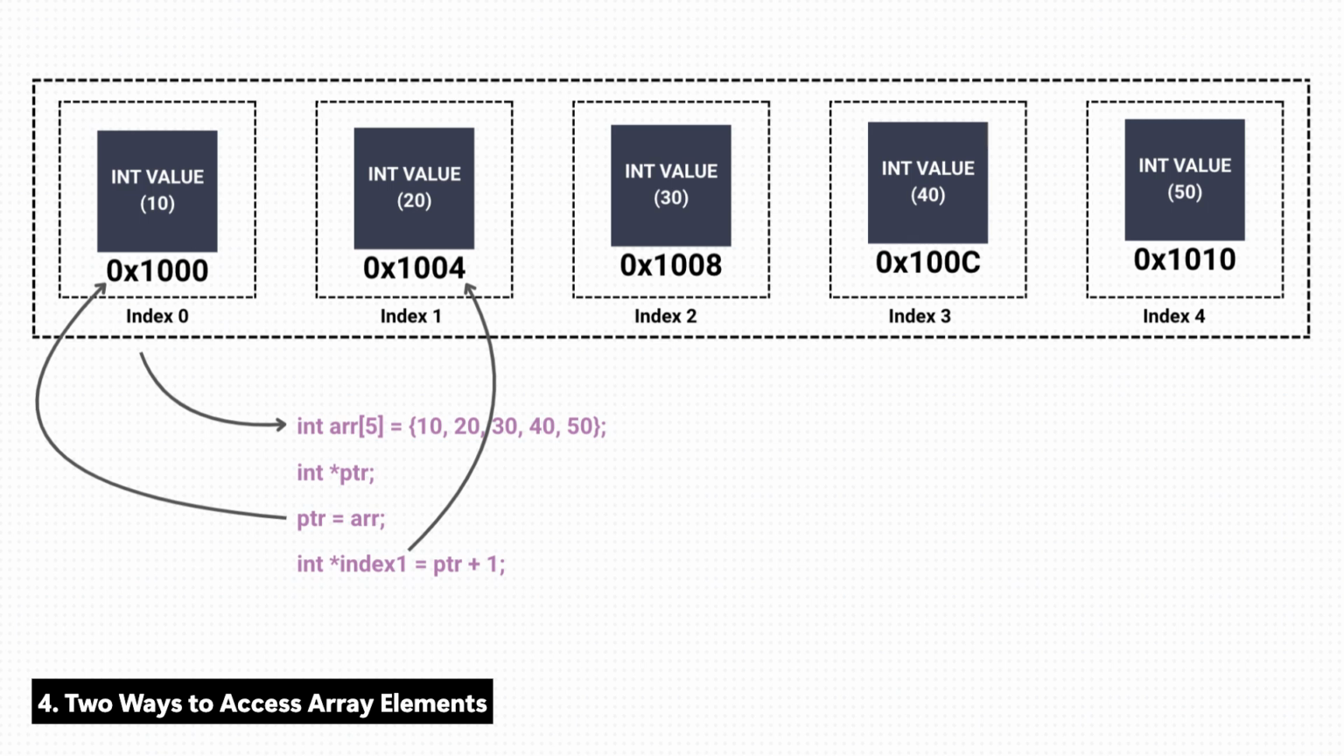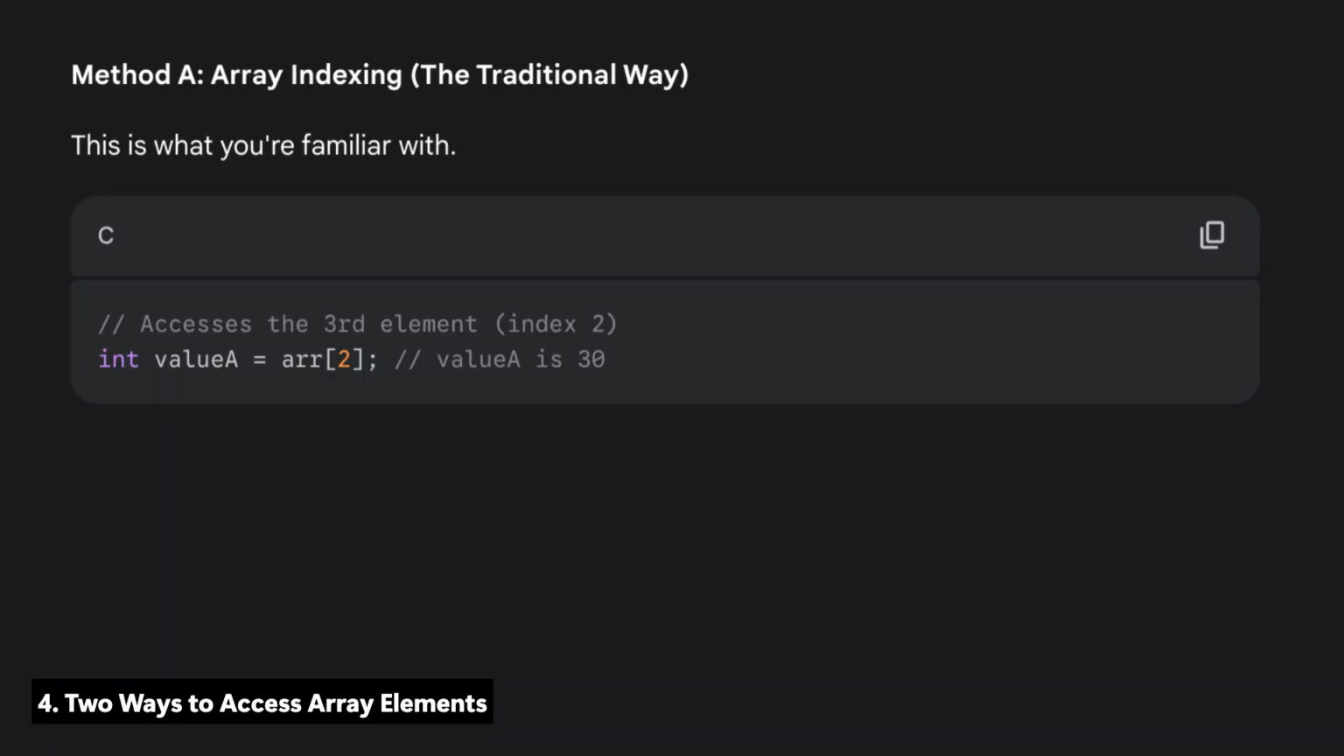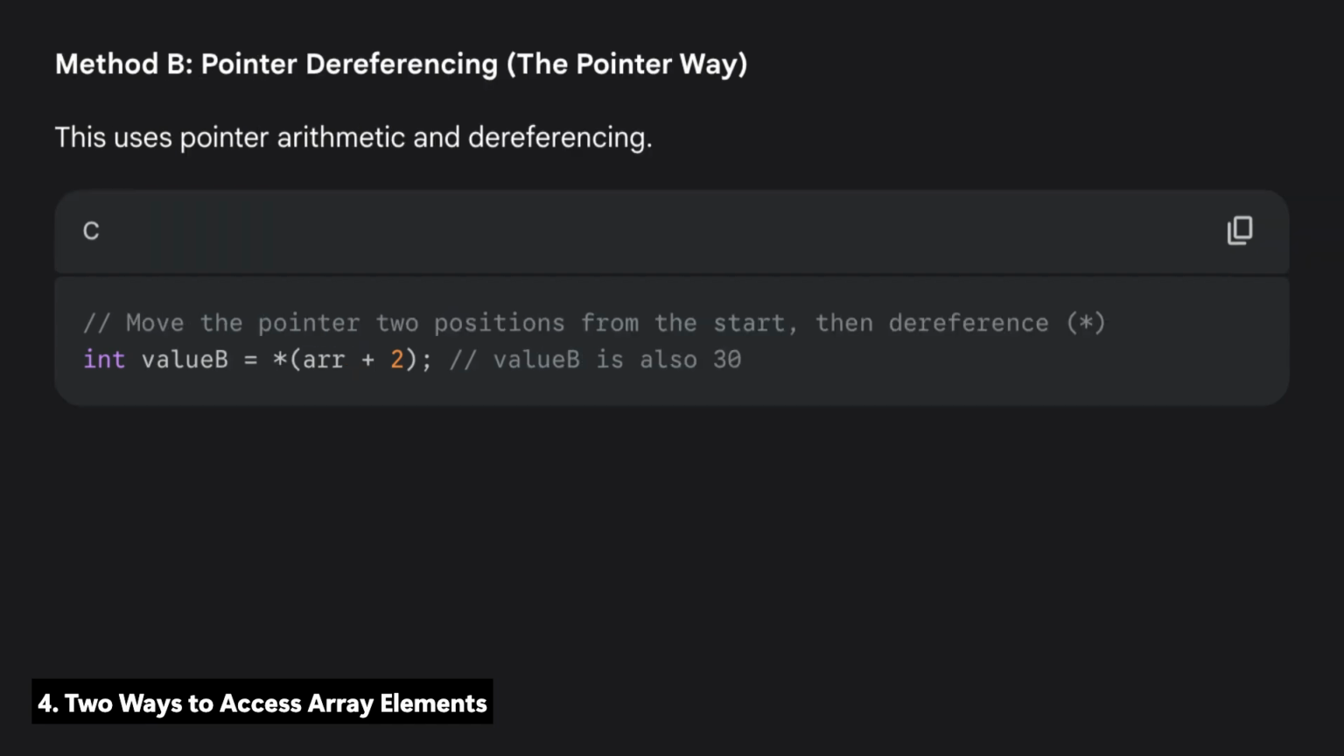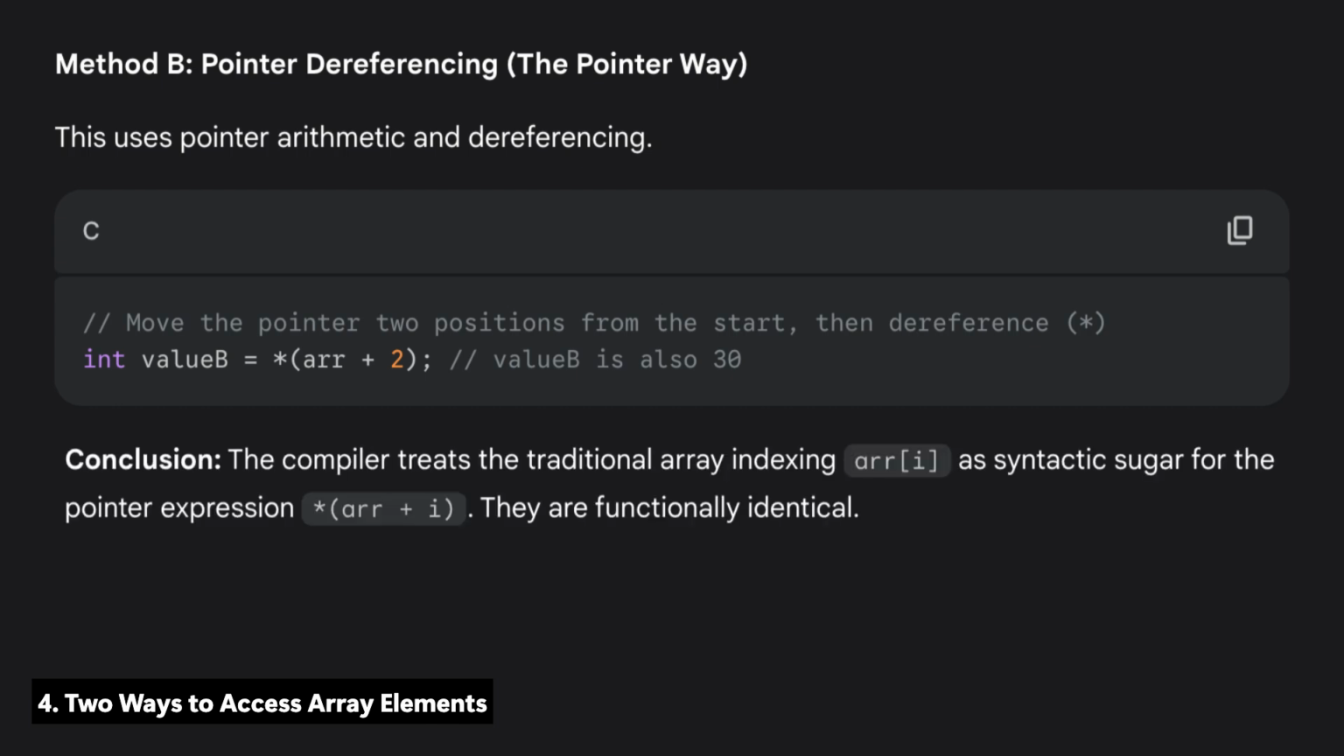4. Two ways to access array elements. Since the array name is the address of the start, we now have 2 equivalent ways to access any element in the array. Method A: array indexing, the traditional way. This is what you're familiar with. Method B: pointer dereferencing, the pointer way. This uses pointer arithmetic and dereferencing. Conclusion: the compiler treats the traditional array indexing arr[i] as syntactic sugar for the pointer expression *(arr + i). They are functionally identical.